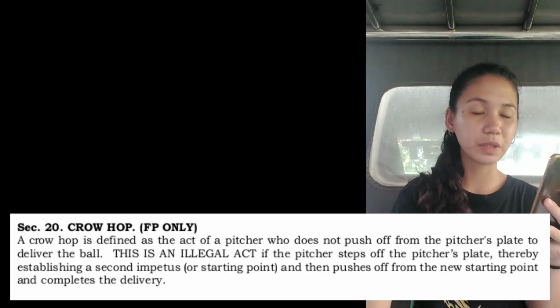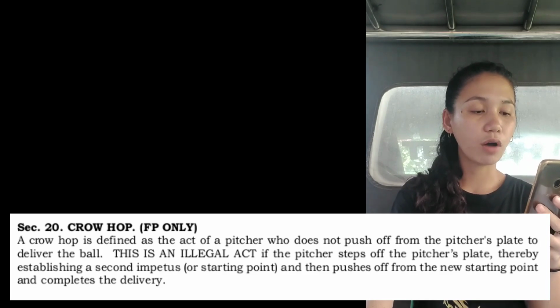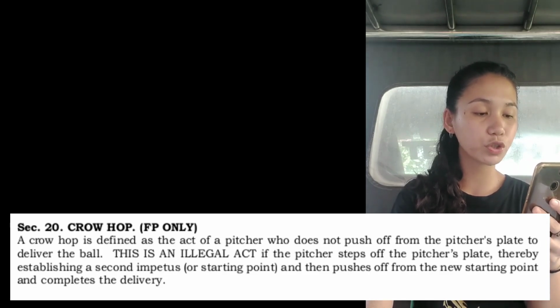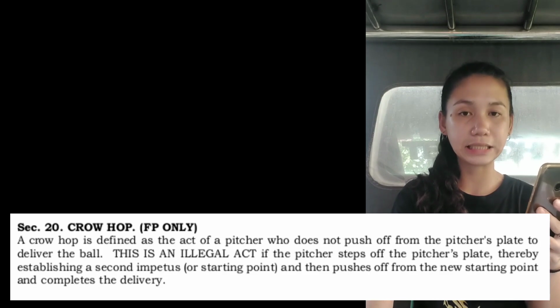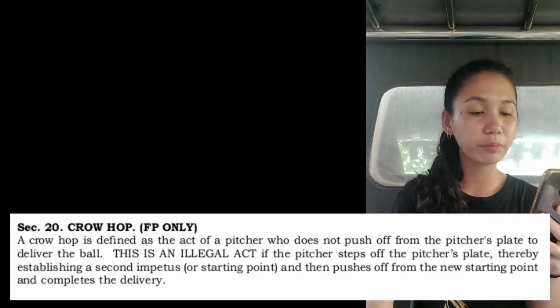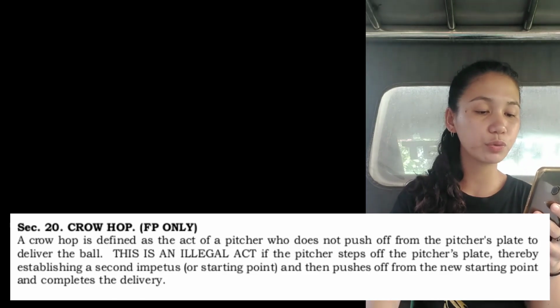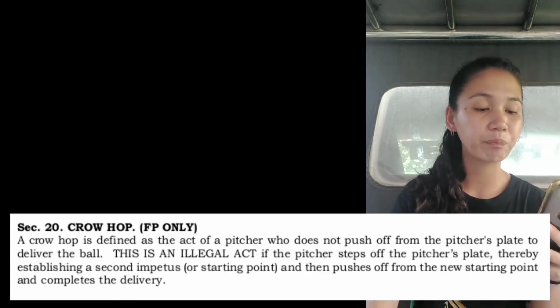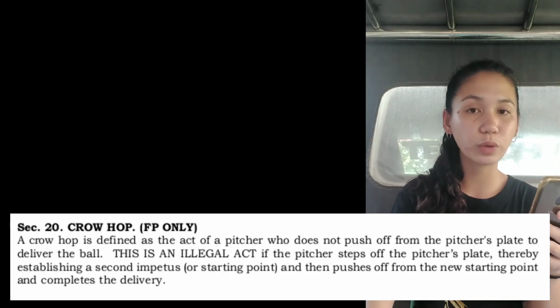FP only, or the fast pitch only. A crow hop is defined as the act of a pitcher who does not push off from the pitcher's plate to deliver the ball. So this is an illegal act. If the player steps off the pitcher's plate, thereby establishing a second impetus or starting point, and then pushes off from the new starting point and completes the delivery. So that is Rule 1, Section 20, the crow hop.